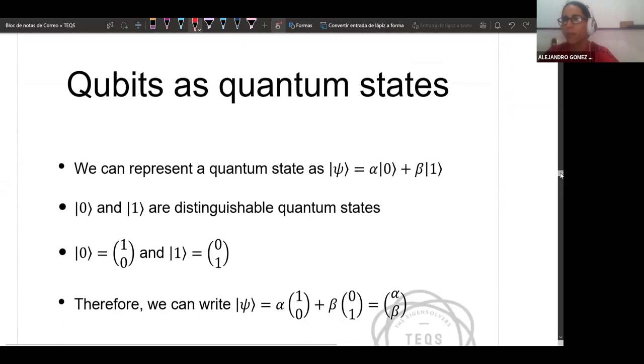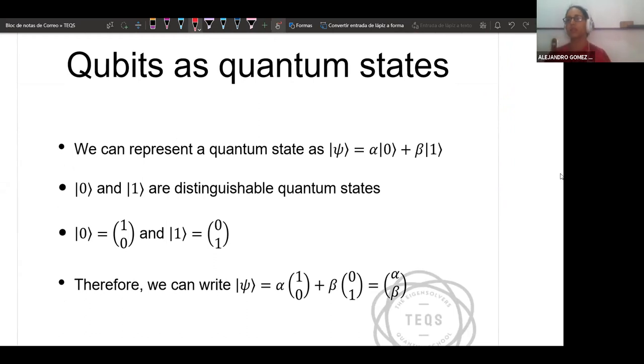Now we can give a very short introduction to qubits or quantum states. I'm not going to get much into the physical definition of a qubit, but more into the representation of a qubit in terms of linear algebra and the tools we have seen. So we can represent a quantum state as a ket psi equals alpha times the ket 0 plus beta times the ket 1. These numbers, as I mentioned before, are complex numbers. In quantum mechanics, we have those complex vector spaces, so those scalars are complex. And these kets 0 and 1 are two distinguishable quantum states.